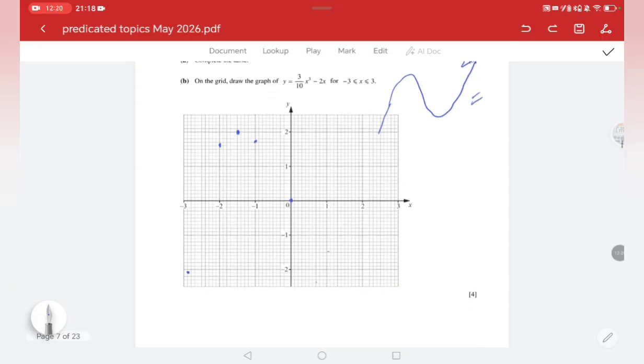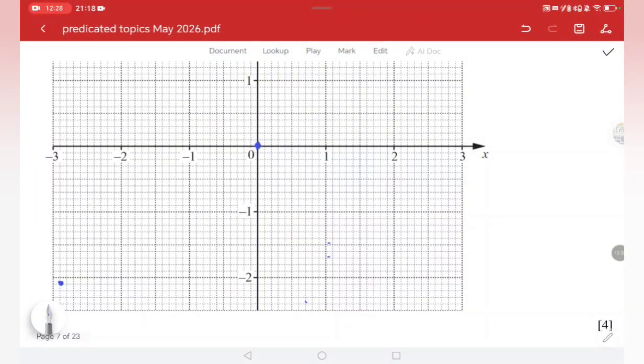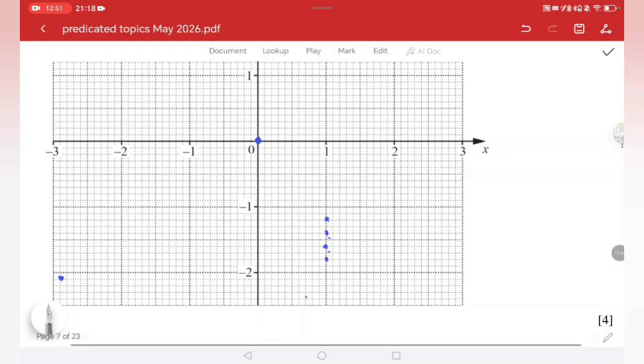1.7 should be 5, 6, 7. So this is 2, 4, 6. And here is 8. Okay, it's not clear, I have to zoom. So this one 4, this one 2, 4, 6, 8. So it should be between them. Okay.